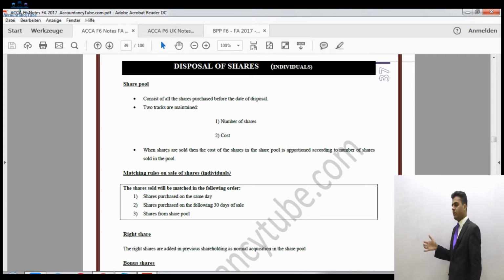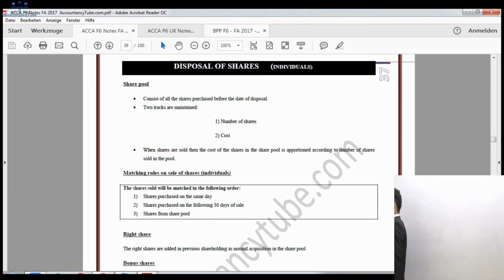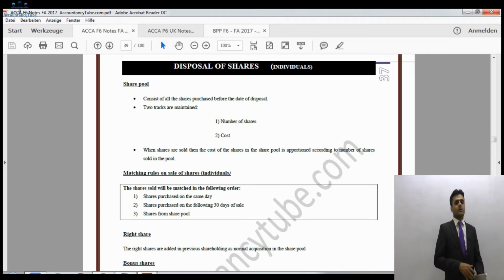So it will keep increasing, and whenever we are selling the shares, we will take the average cost of those shares and deduct that from the cost. Now that is under normal circumstances, but there are certain different rules as well. We will look at them in detail.